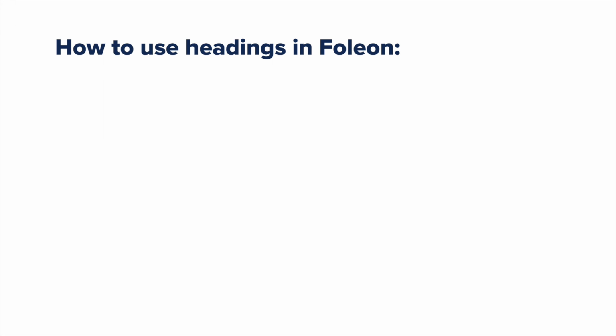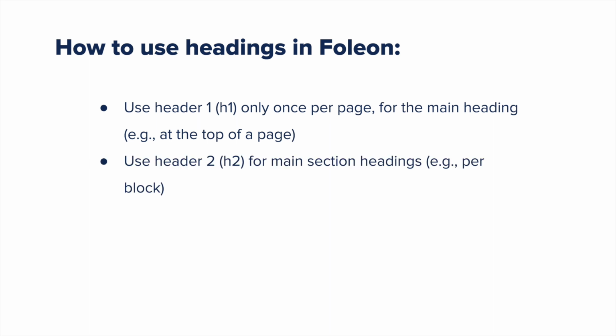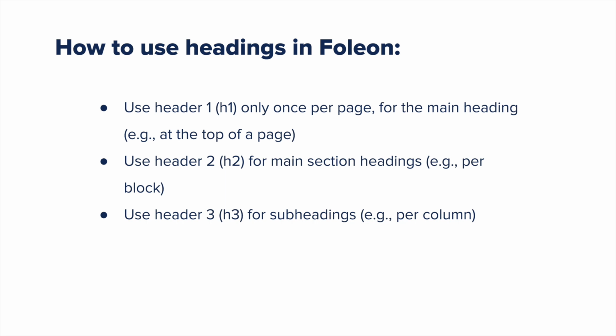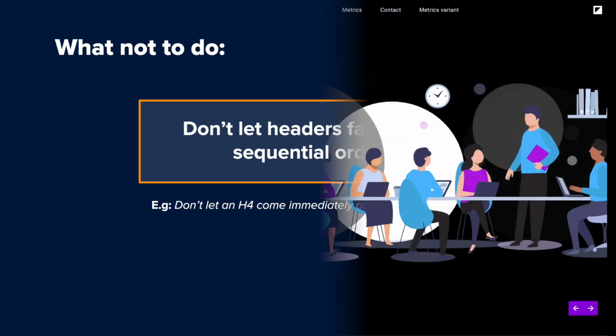Here's how you should use headings in Foleon. Use H1 or header 1 only once per page for the main heading, for example, the title at the top of the page. Use header 2 or H2 for main section headings. This could be titles per block if you have multiple topics per page. Use header 3 or H3 for subheadings that will directly follow the H2. This could be per column, for example. What not to do: don't let headers fall out of sequential order, meaning don't let an H4 come immediately after an H2 or an H1.